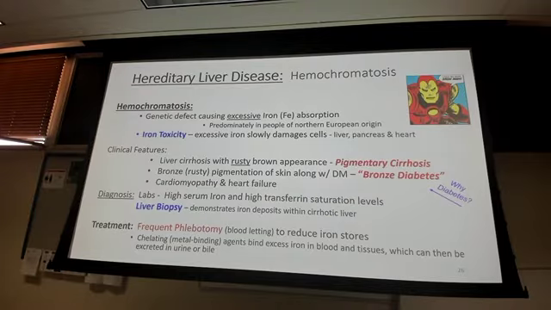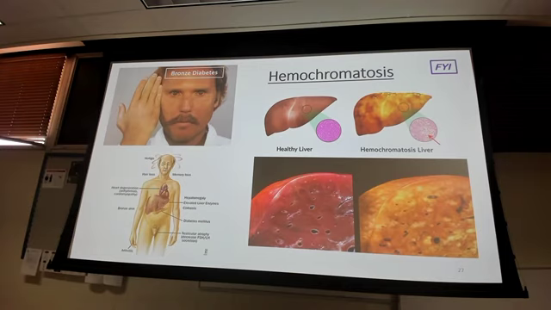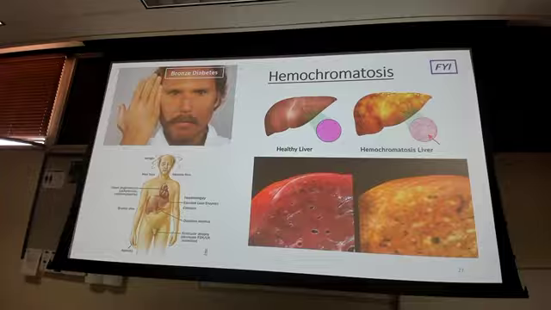Now, iron is a what? It's a metal, right? So if you have iron toxicity, you have metal toxicity. All right, that's what hemochromatosis looks like. You get this bronze diabetes, it causes a lot of issues elsewhere, and can cause liver damage and liver cirrhosis. So not good.